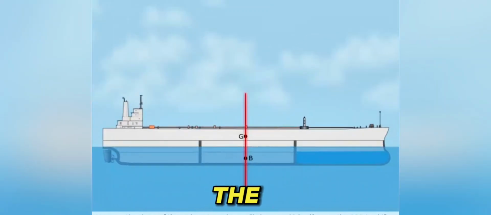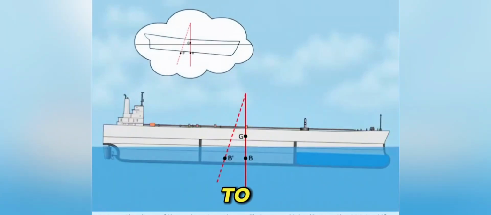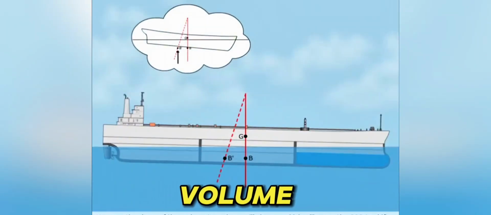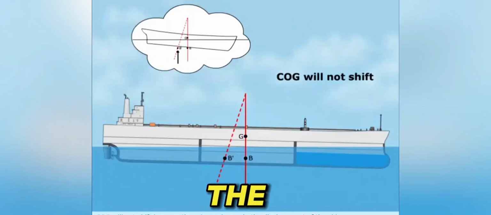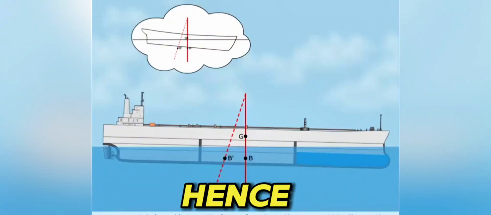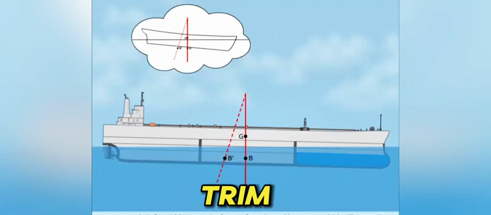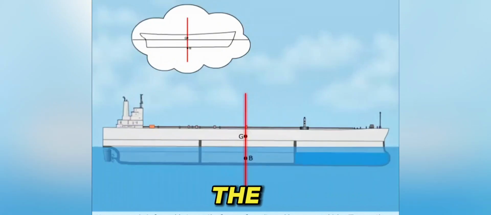However, the shape of the underwater volume will change, which will cause the COB to shift aft, because it is the geometric center of the underwater volume. COG will not shift because there is no change in the displacement of the ship. Hence, a couple is formed between the forces of gravity and buoyancy, which will cause the ship to trim by the head till the COB and the COG are again in the same vertical line.